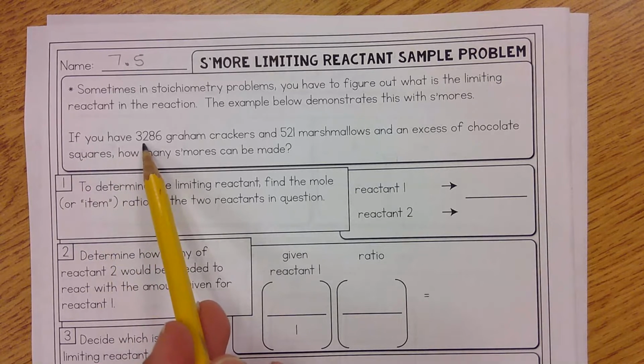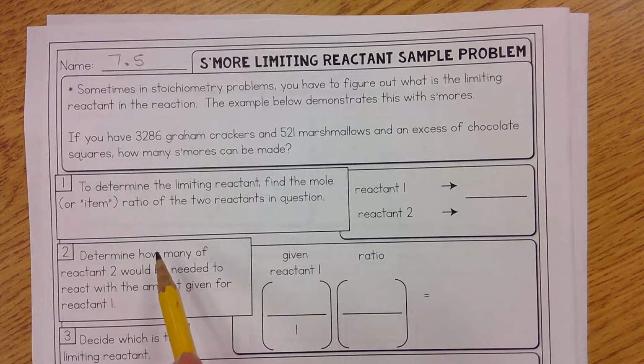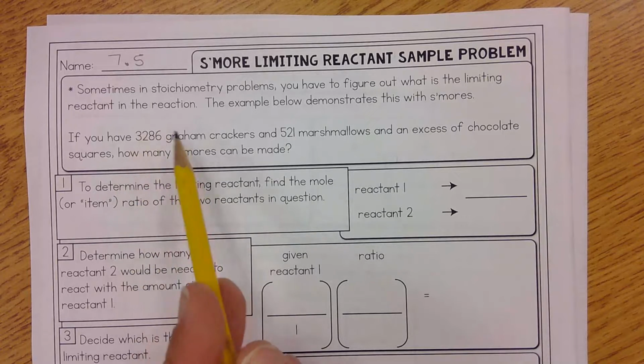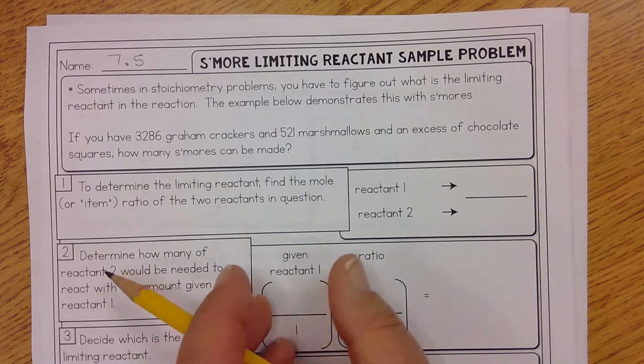So basically what it says here is our problem. If you have 3,286 graham crackers, please don't ask me where you got that many graham crackers. I have no idea. But actually, if you want to calculate the cost of 3,286 graham crackers using the current going rate on Walmart.com, I'll give you some extra credit. Email me the cost of 3,286 graham crackers.